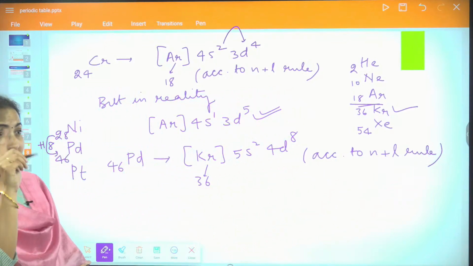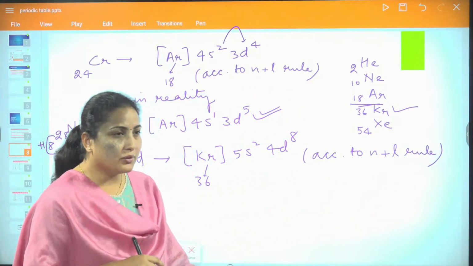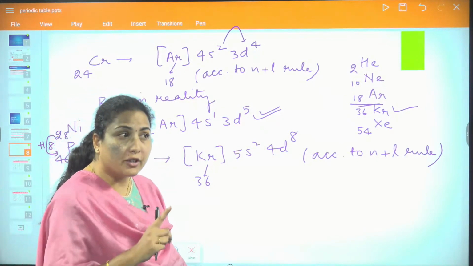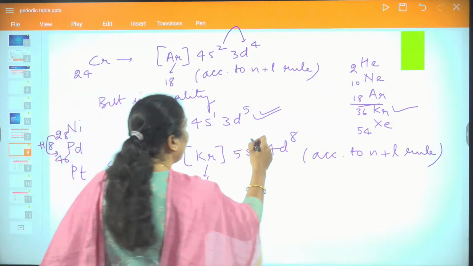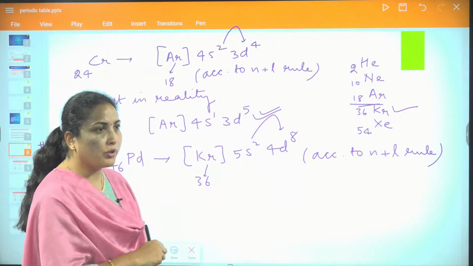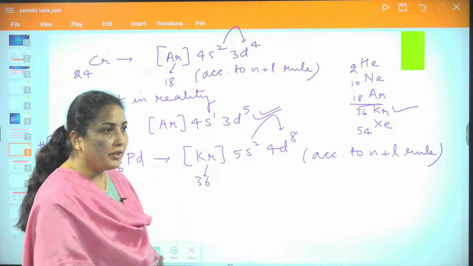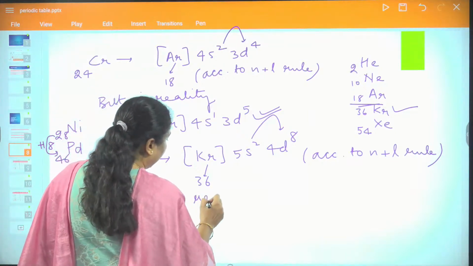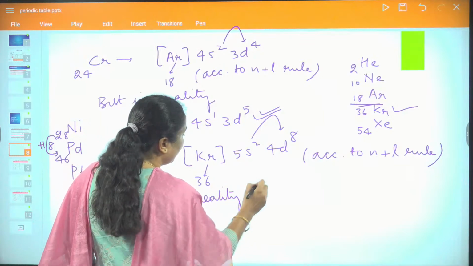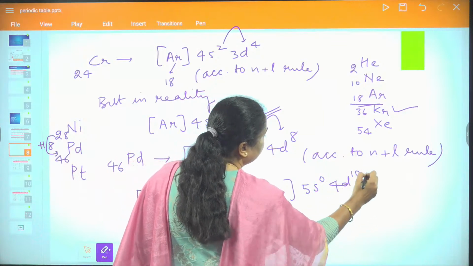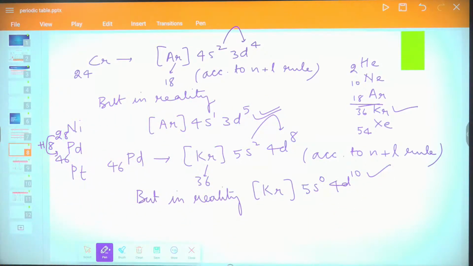But we have written that this is the star candidate in that exception also, which is that there is a difference of 2 electrons in the electronic configuration from the N plus L rule. So what are you going to do? Transfer the electrons from s to d. And how many electrons are you going to transfer? 2. Then you will have a fully filled d subshell here, right? So in reality, it is going to be krypton 5s0, 4d10. Clear about this? Understood, everyone? So please make a note of it.